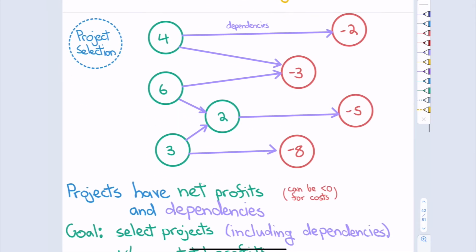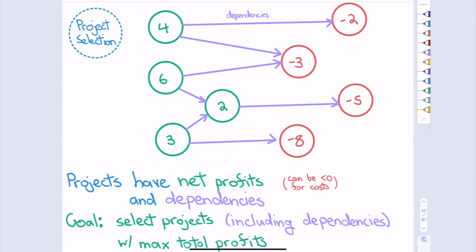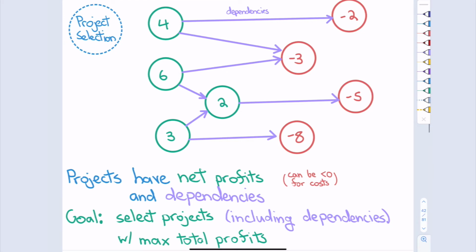Alright, here's a funkier one. This is called the project selection problem. The idea is that you have a bunch of projects, and they have some kind of net profit. In green, they're all positive numbers: you get $4 for taking on this project, $2 for taking on this project. Other projects have negative net profits, those are like costs. You take on this project, it costs you $2. You take on this project, it costs you $4.